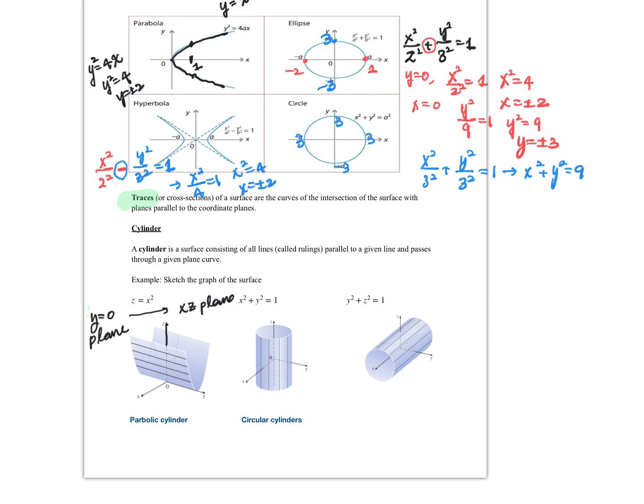So here is the XZ plane. When you slice with the XZ plane, the trace is going to be a parabola. Look at this, a parabola. When you slice parallel to the XZ plane, all the traces are going to be parabolas. That's how to understand that. We call it a parabolic cylinder.